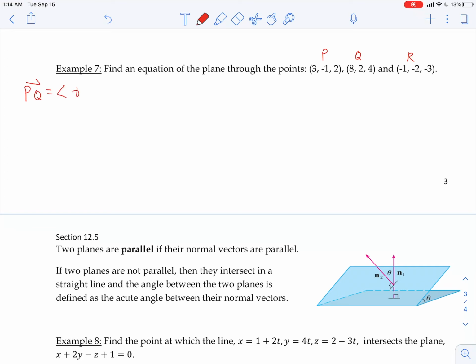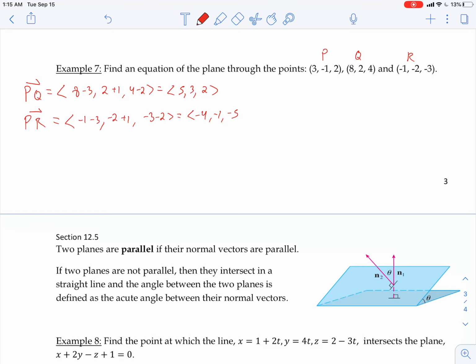And so I'm going to find my PQ vector, and that's just going to be 8 minus 3, 2 minus -1, so plus 1, and 4 minus 2. And so I get 5, 3, 2. And then I have a vector PR. I'm going to do the same thing, take the difference. -1 minus 3, -2 minus a -1, so plus 1, and then -3 minus 2. And I'm going to be getting -4, -1, -5.